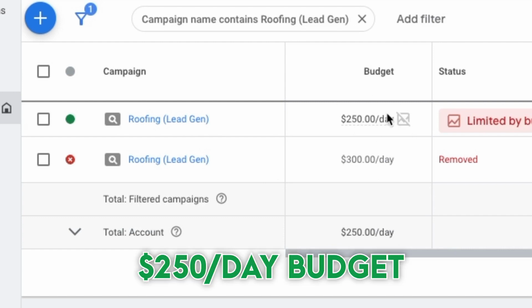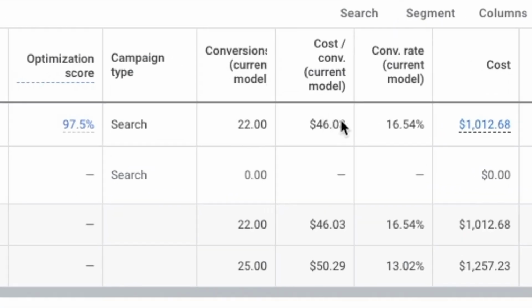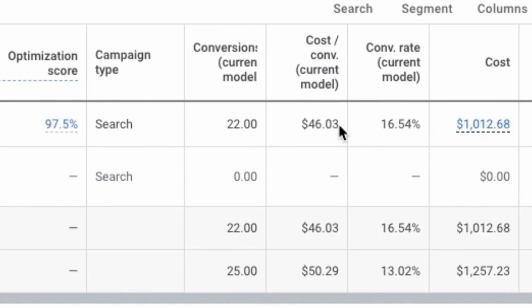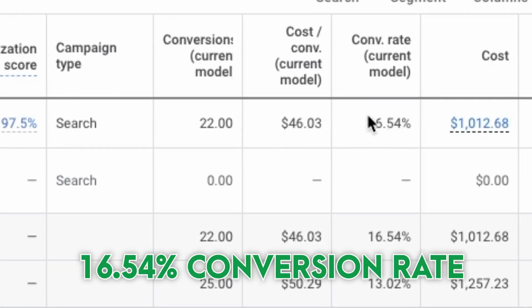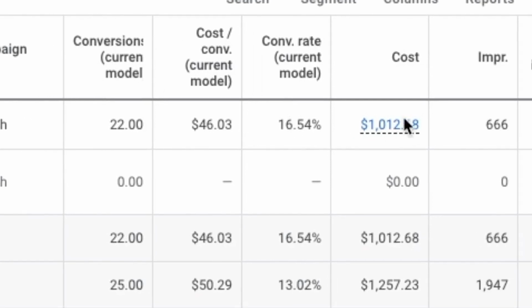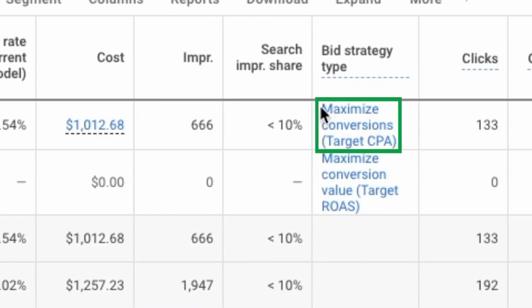We have a $250 per day budget. We have had 22 leads in the last 2 weeks. And then we have been acquiring the leads at $46.03 per lead. And then we have a conversion rate of 16.54%. So pretty awesome. This will get higher over time as we optimize the campaign. So then we have a total cost for the 2 weeks of $1,012.68. And then we are currently running a max conversion TCPA.